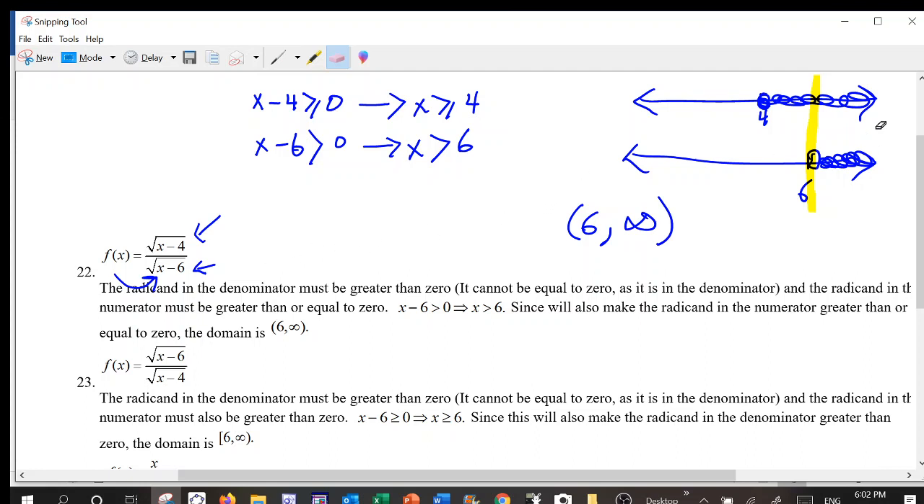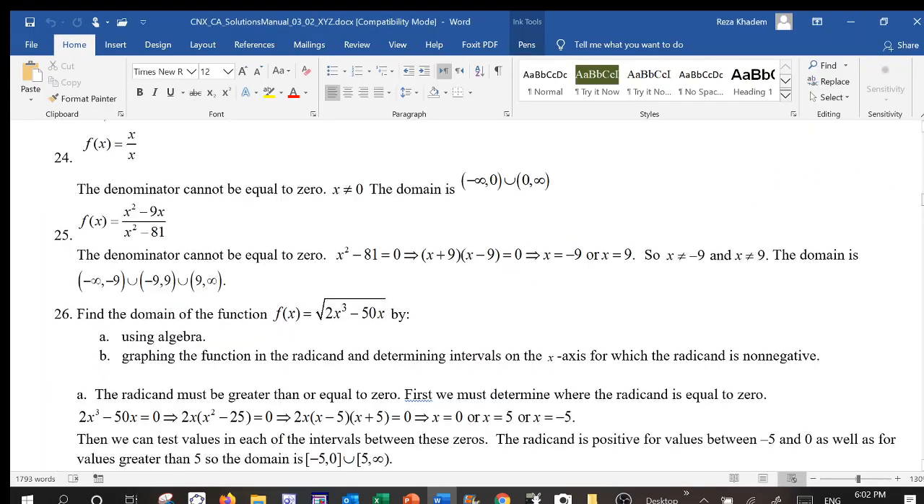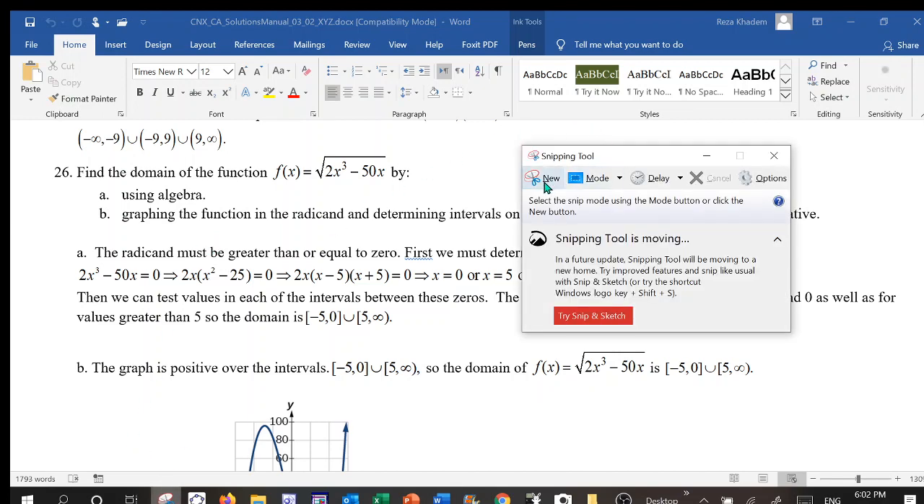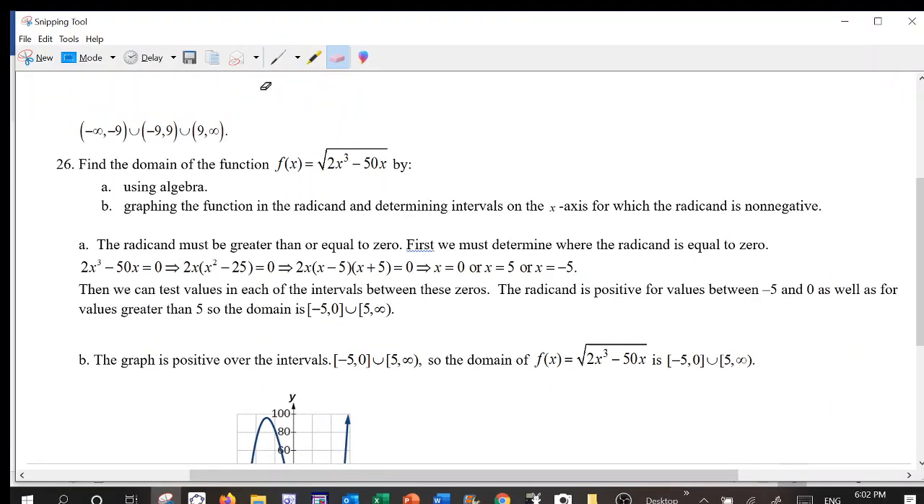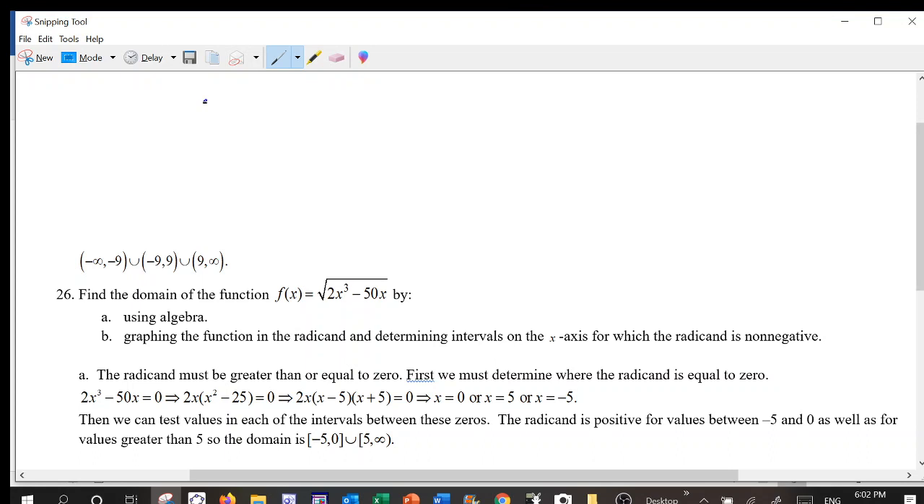All right, so let's do one more. Let's do number 26. Find the domain of this function by using algebra and then graphing it. So by using algebra, how do we do that? Well, we know that 2x to the third minus 50x has to be greater than or equal to 0 for this to work, right?